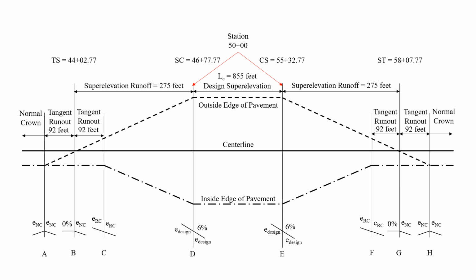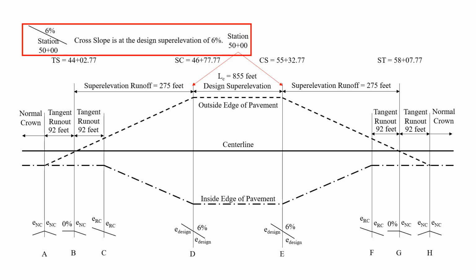The first point is station 50. We know it's between our SC and CS just based on the stationing. So this is a relatively straightforward question. We're looking for that cross slope. Both the inside and outside lanes will be sloped at our design superelevation of 6%. So the answer for the first part: 6% cross slope across the full pavement at station 50. So draw a box around that one.